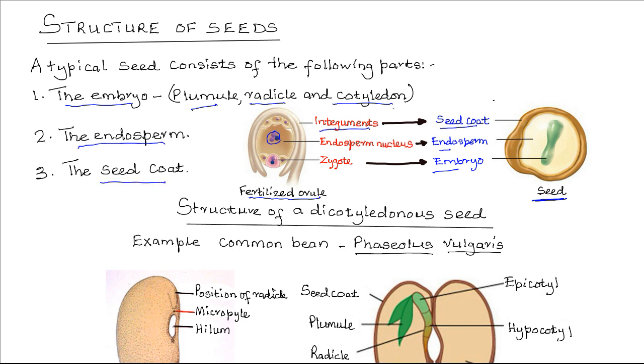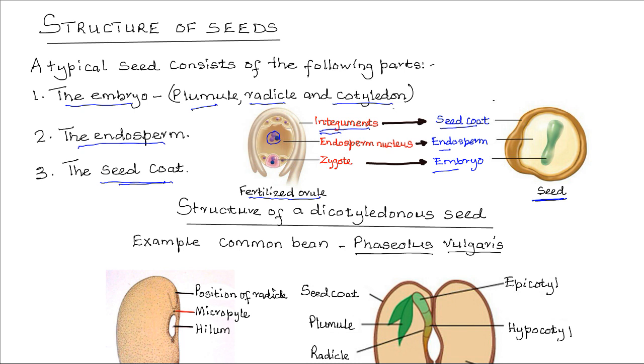Then there is the seed coat, which, as shown here, develops from the integuments. It is a protective outer covering for the seed. It consists of the outer thicker testa and the inner thinner membranous tegmen. So there's a tegmen, which is the inner membranous layer, and the outer thicker testa. The seed coat provides protection from infection by bacteria and fungi, and also from physical injury like mechanical damage. And in many plants, the seed coat also assists in dispersal.